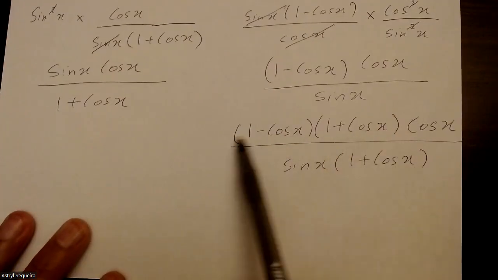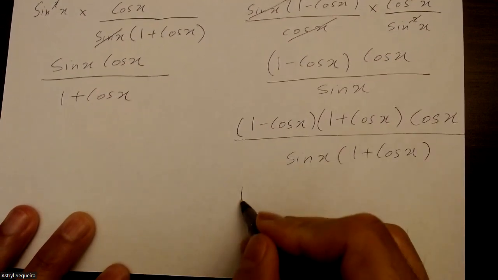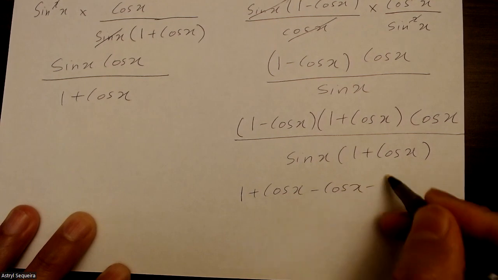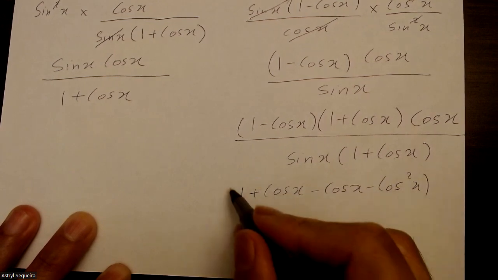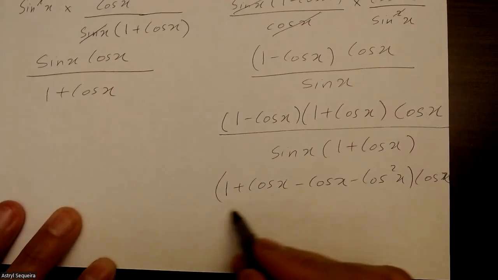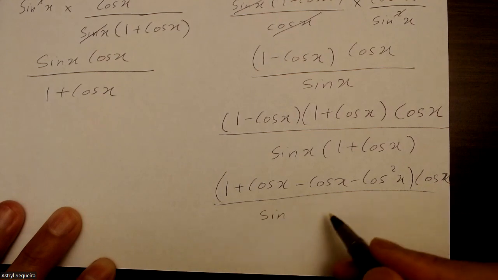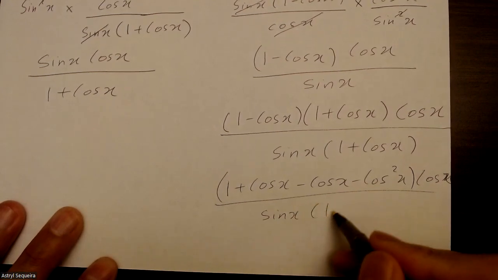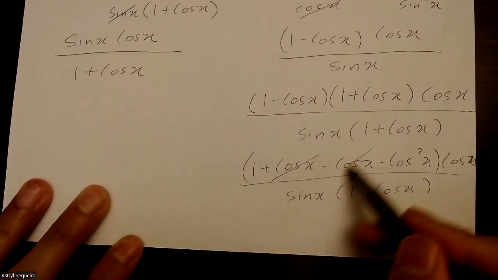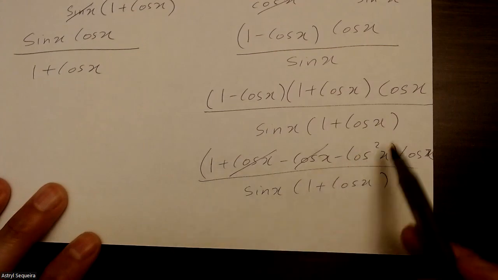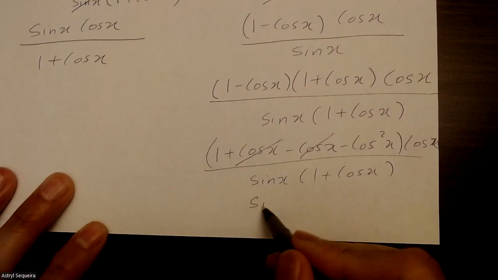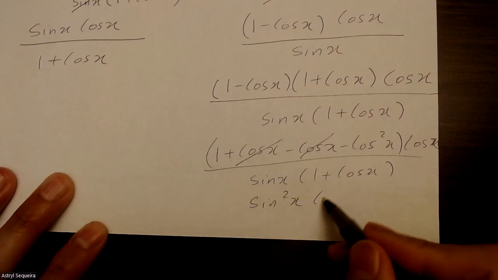Next, I'm going to expand this bracket out by FOIL. If you expand by FOIL, you'll get 1 plus cos x minus cos x minus cos squared x. So I'll have the cos x there as the same. I'll leave this bottom the exact same as well. And then what happens is I can cancel out these two middle terms. So I'm just left with 1 minus cos squared x. And guess what? 1 minus cos squared x is just sine squared x.